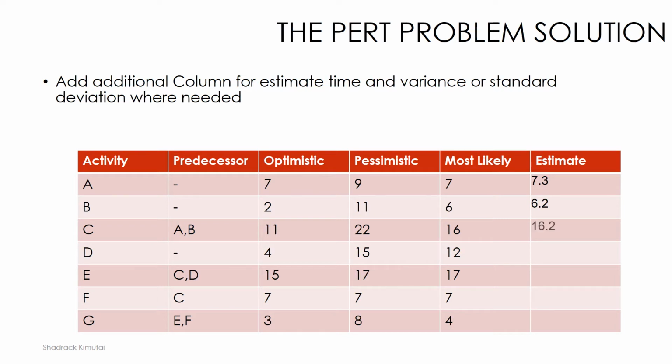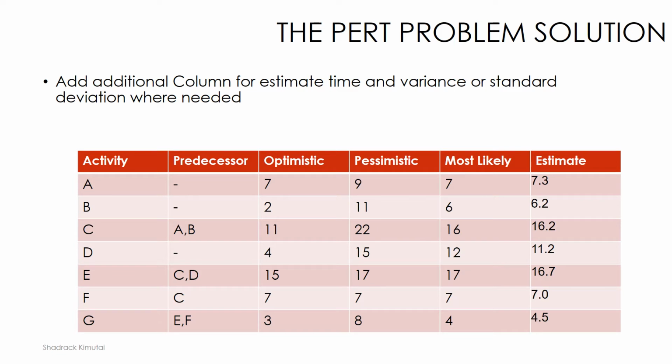For the case of 7, you'll discover that the value will remain as 7, because 28 plus 14 will give you 42. 42 divided by 6 is going to be 7. So it means that if all the times are equal, the estimate also will be equal to the other times. And I think that is something that had been talked about in the previous session.